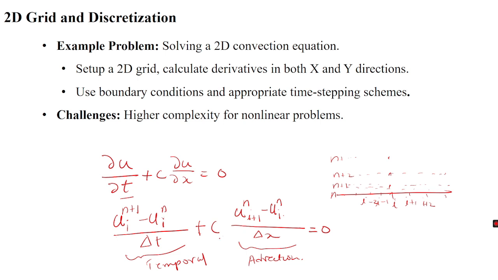This is a linear term. Why are we saying it is linear? Because u is transported at the speed of c. u is transported at the speed of c. So this is the simple way we can have this discretization. This is the finite difference method.